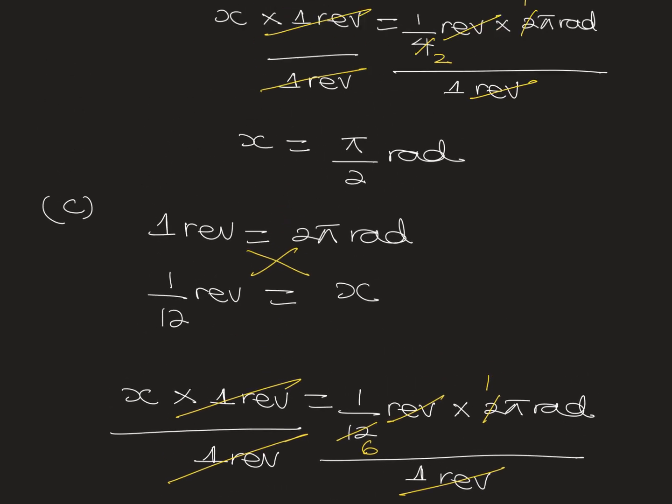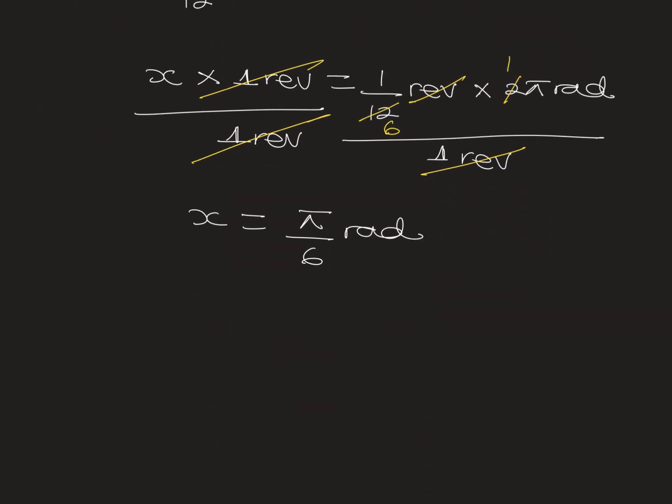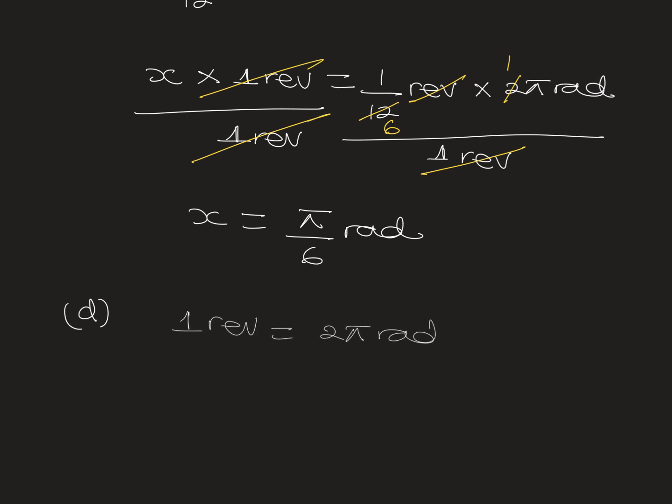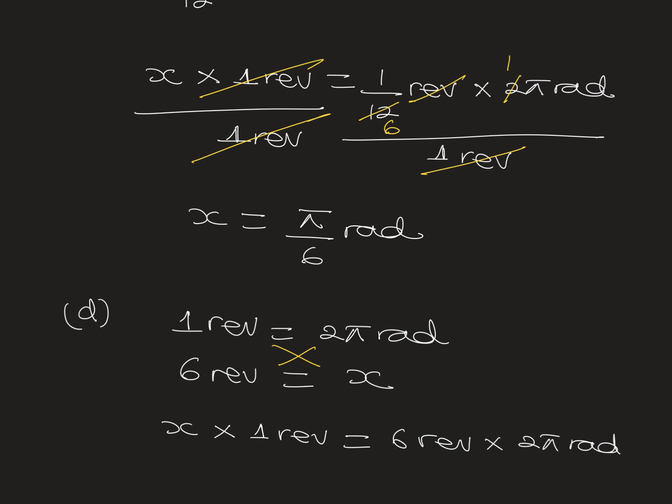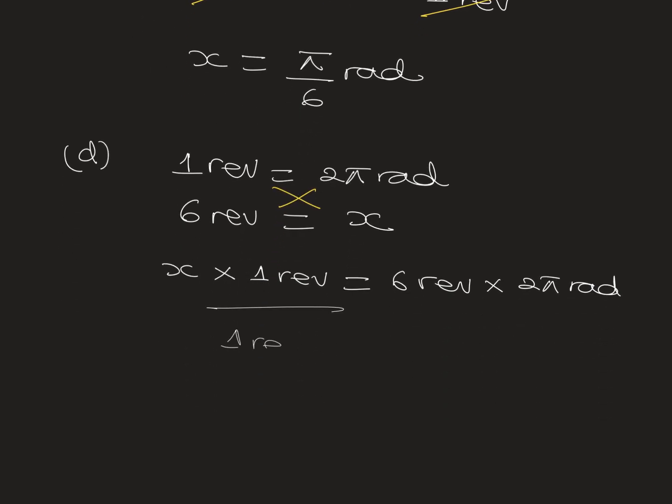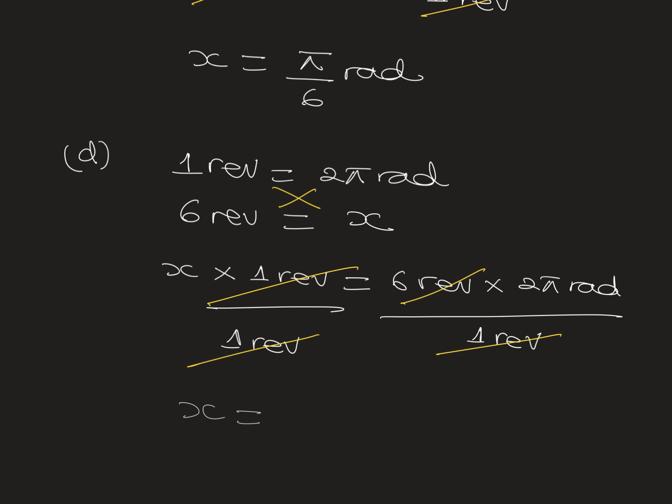All right. Moving on to D is 6 revolutions. If 1 revolution is equal to 2 pi radians, what is 6 revolutions? That will be equal to x. We cross multiply. X times 1 revolution is equal to 6 revolutions multiplied by 2 pi radians. So we divide both sides by 1 revolution. Revolutions cancels revolutions. X will be equal to 6 times 2, that will be 12. So that will be 12 pi radians.